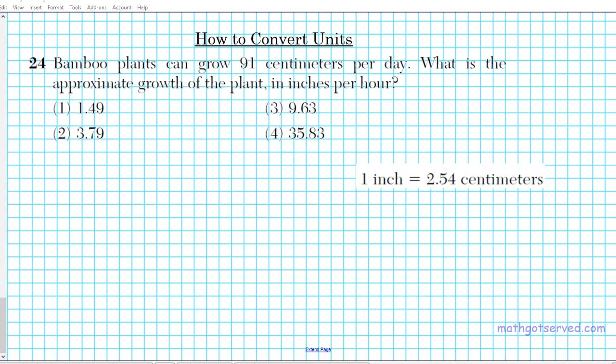Let's take a look at question number 24. In question 24, we're going to be assessed on how to convert units. Question 24 reads, bamboo plants can grow 91 centimeters per day. What is the approximate growth of the plant in inches per hour?